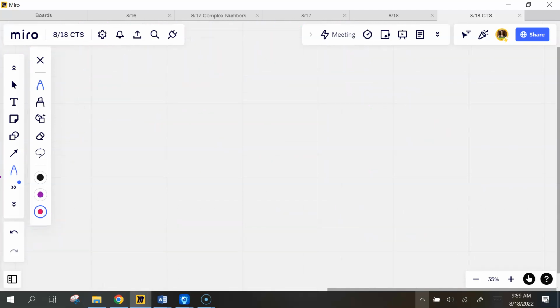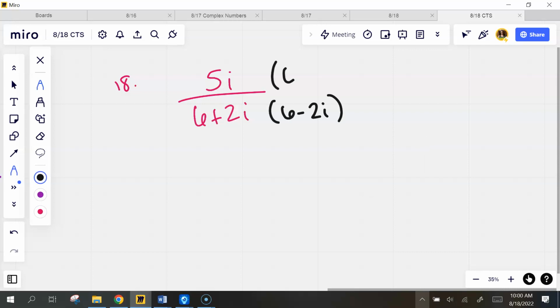18. Ooh. Different situation, right? Because I'm dividing by what? Complex. So this is different because I have to multiply the top and the bottom by the conjugate. That's right, Ellen. Conjugate. By the conjugate. What is the conjugate, Miguel? 6 minus what? 2i. If I do it to the bottom, I better do it to the top.